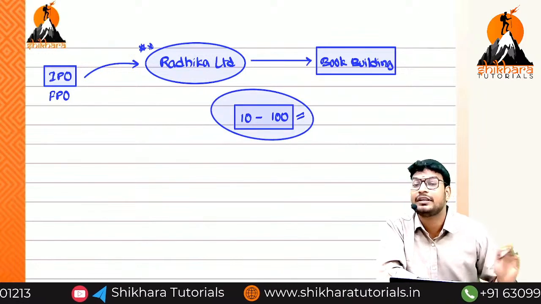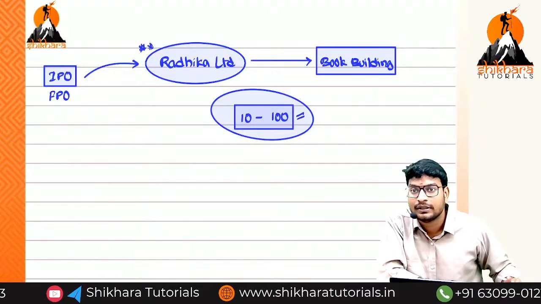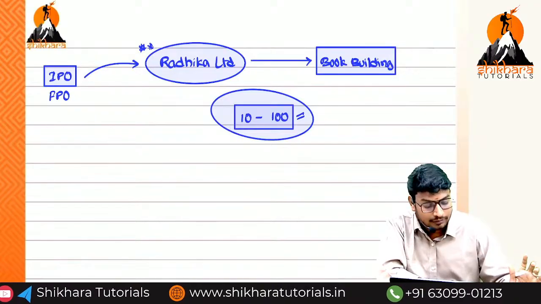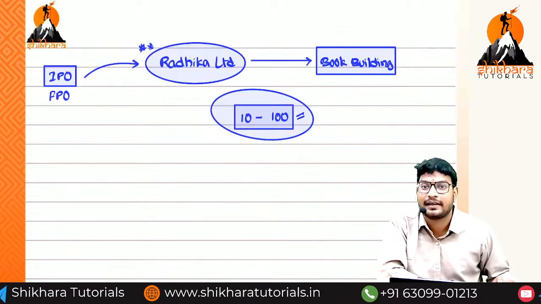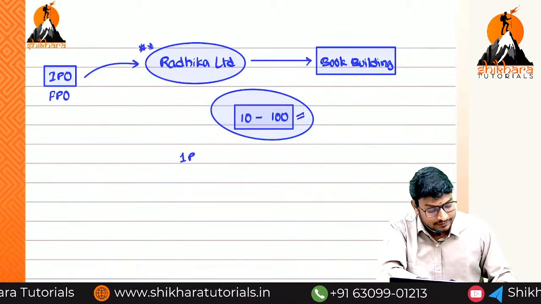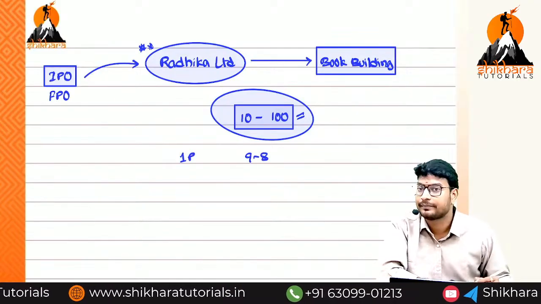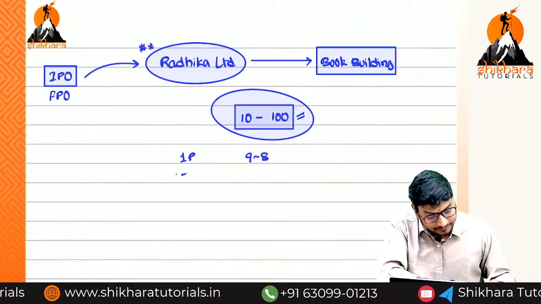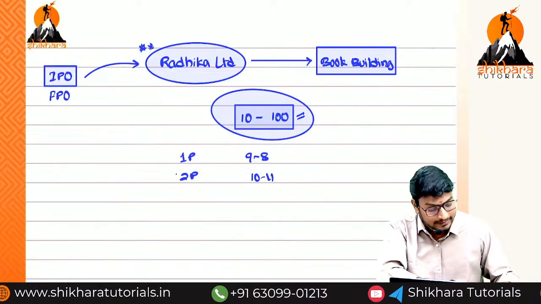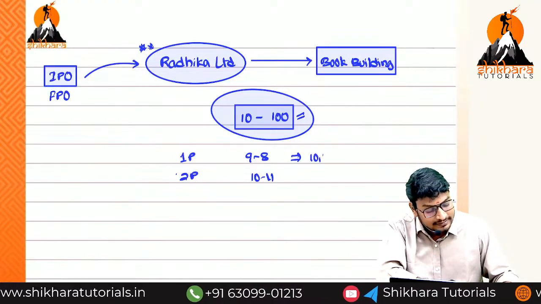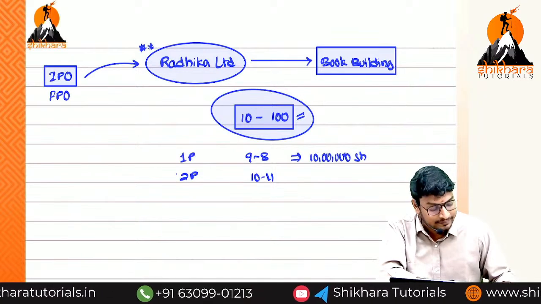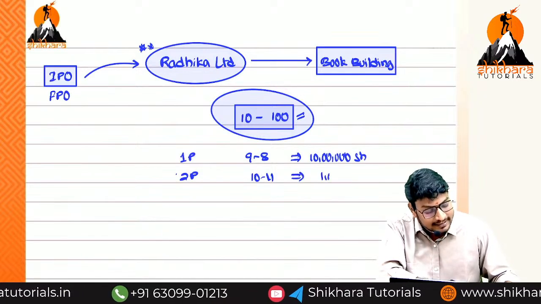10 to 100. But we are not going to disclose it to the public. We are not going to disclose the issue price also. So the public will fix certain bands. First person fixed 9 to 8 rupees. Second person fixed 10 to 11 rupees, the price band, and he is willing to purchase 10 lakh shares. How many shares is he willing to purchase? 10 lakhs. And another is willing to purchase 1 lakh shares.